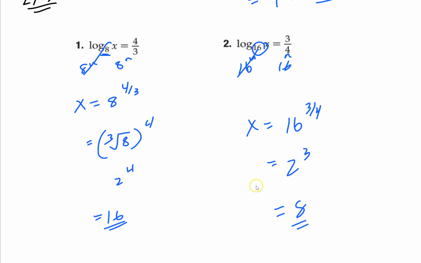So that's the basic way to solve a log problem. When it's super basic, you just take the base of both sides to cancel out the logs.